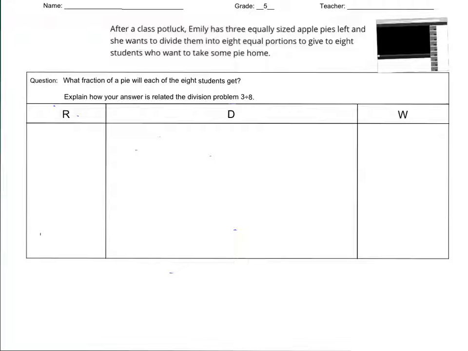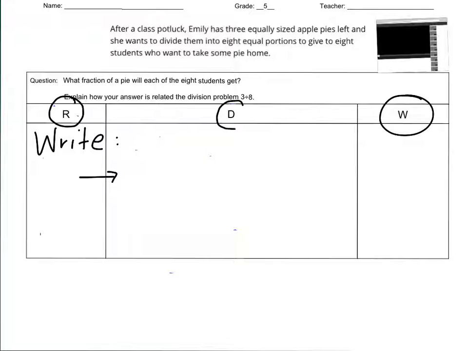Now, that's great. Now, what is the W? Never really got to the W. That is the write. Take your knowledge of what you used in read, take your knowledge of what you used in draw, and in the write section, write out your answer.